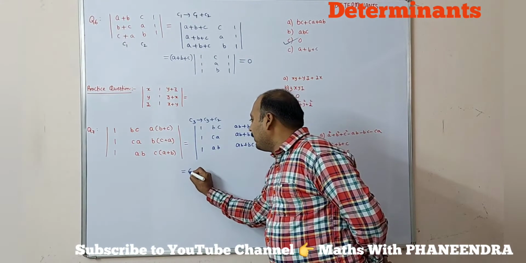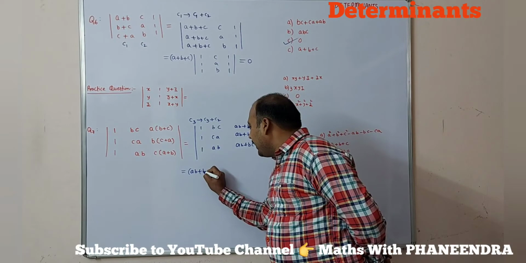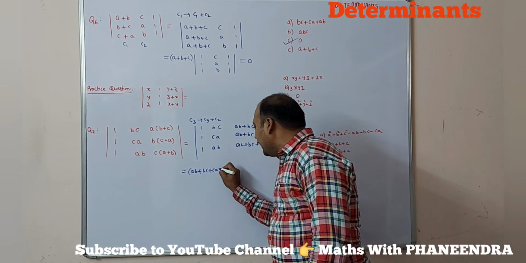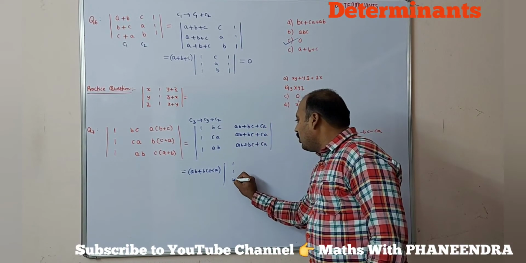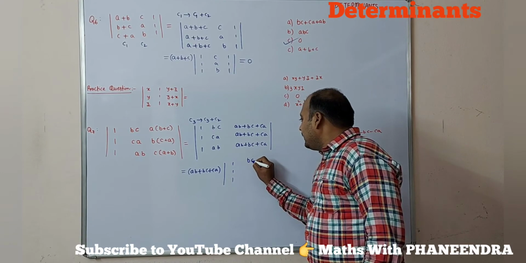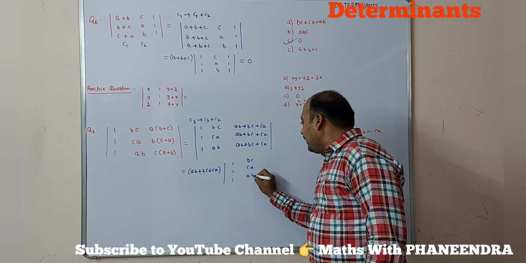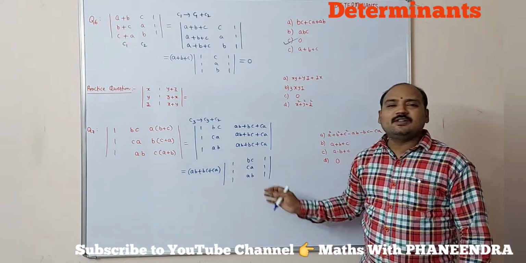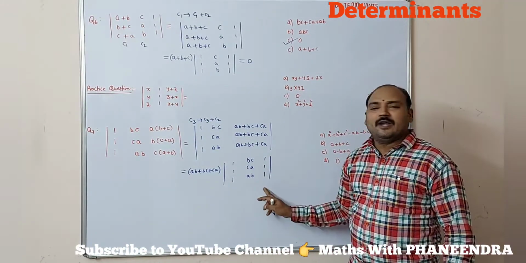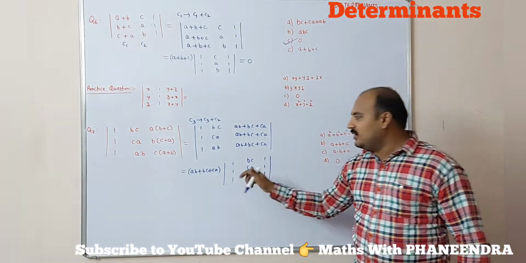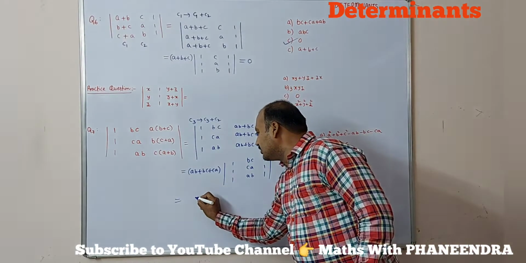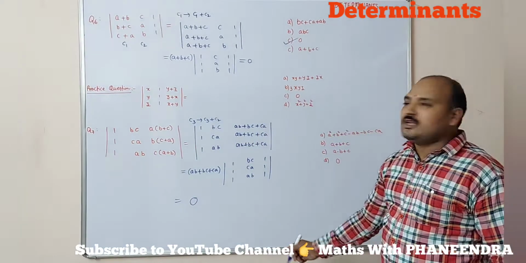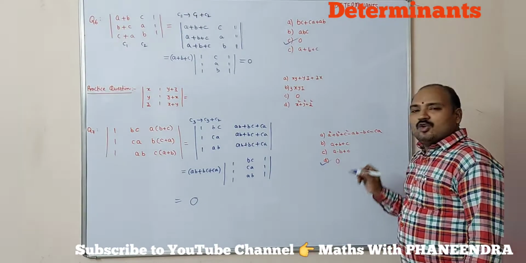So it is a multiple of the determinant: AB plus BC plus CA into the determinant with rows 1, 1, 1, BC, CA, AB, 1, 1, 1. We know that while calculating the determinant, if two columns are identical, the determinant value goes to 0. So this value into 0, the total value is 0, which is there in the fourth option.